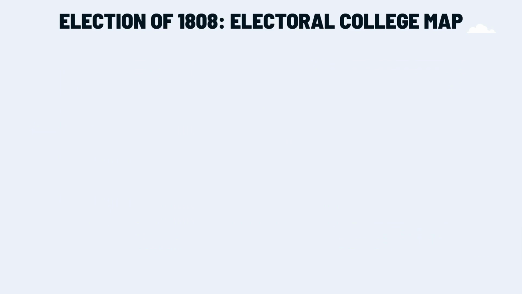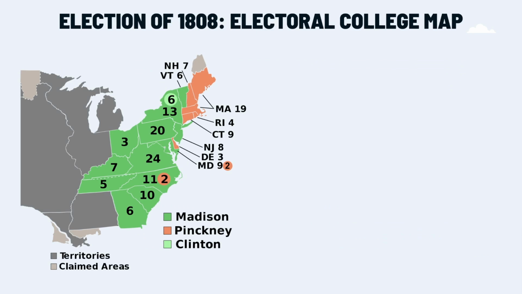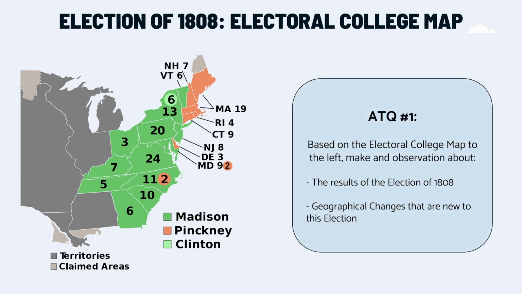Now let's look at the election of 1808's electoral college map. If we look here, we can see a couple things. I'm not going to tell you because I want you to do some analysis of this map. My question to you for ATQ number 1 is this. When you're taking a look at this map to the left, I want you to make an observation about 2 different things. The first, what are the results of the election of 1808 based on this map? And then what geographical changes do you notice that are new in this election that were not there in previous elections? Okay? Answer these 2 things in your guided notes, and then we'll talk about who wins.